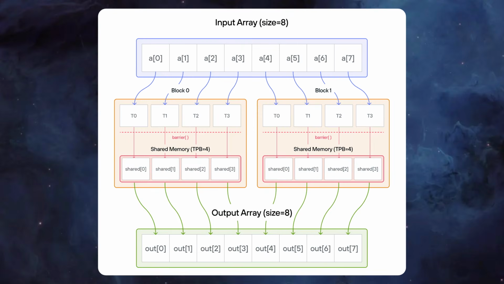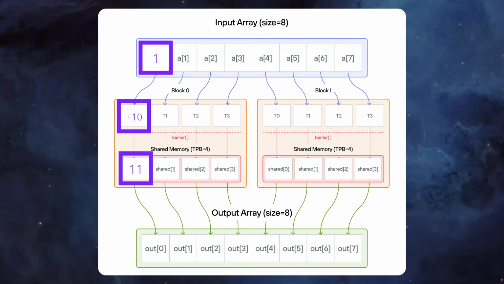For example, let's trace thread 0 in block 0. The input array is all ones. Global index is 0, local index is also 0. Shared memory index 0 was loaded from A index 0, that's 1. 1 plus 10 is 11, so we output to position 0 the value of 11. Every thread in both blocks follows the same logic with the same input value. So the full output is an array of 8 elements. All of those elements are 11.